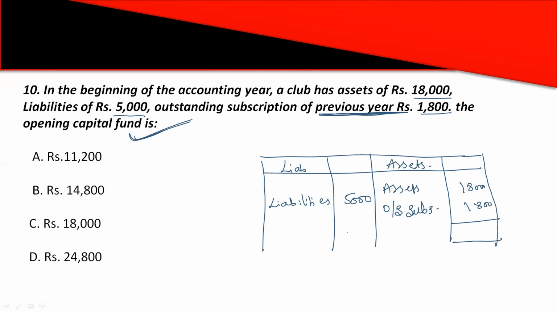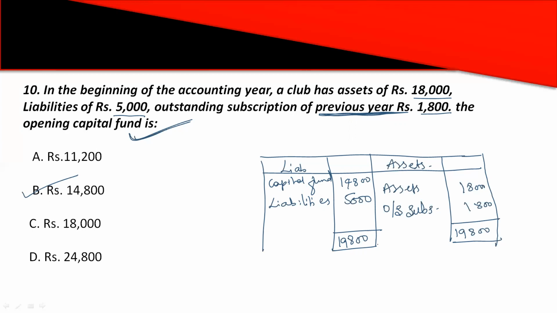Now just close both the sides. On the asset side we have 19,800. So the balancing figure will be here 14,800, which will be our capital fund. So the answer is option B, 14,800 rupees. This is our capital fund.